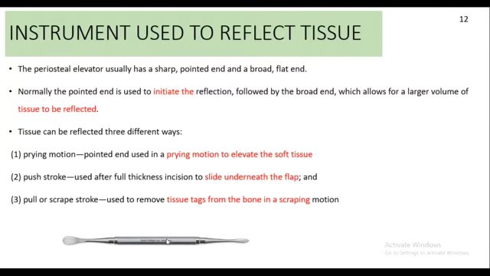Now this is called a Molt periosteal elevator. This can be used in three motions, that is the prying motion, push motion, and pull or scrape stroke. The prying motion uses the pointed end, and that is basically used to elevate the soft tissue.